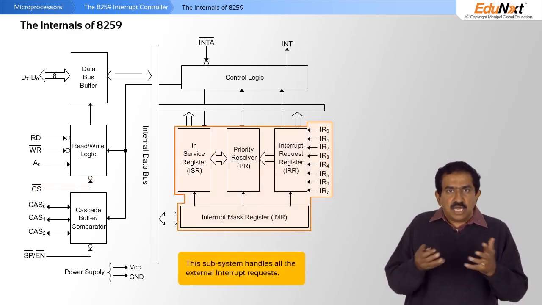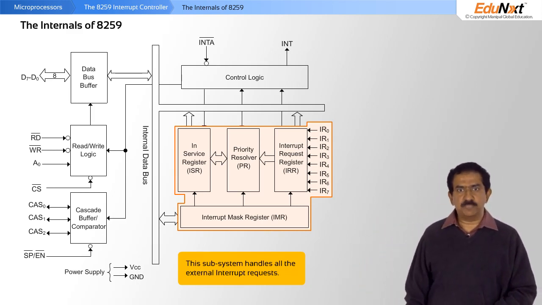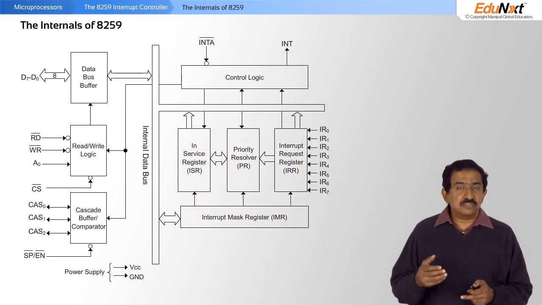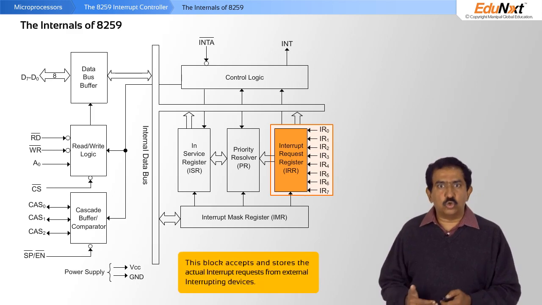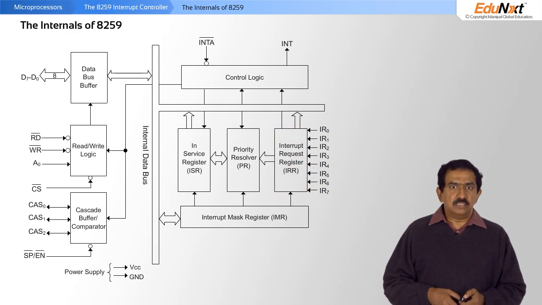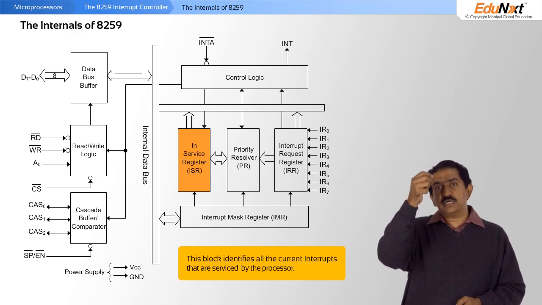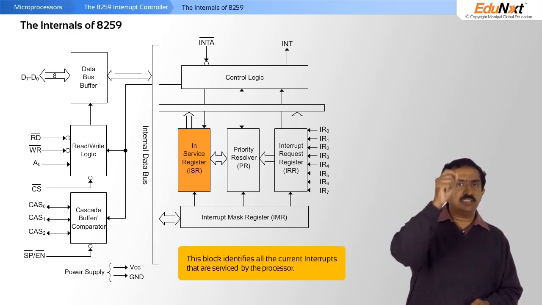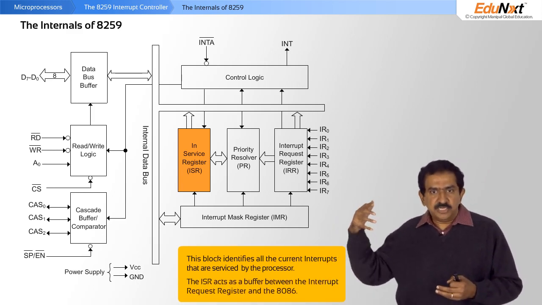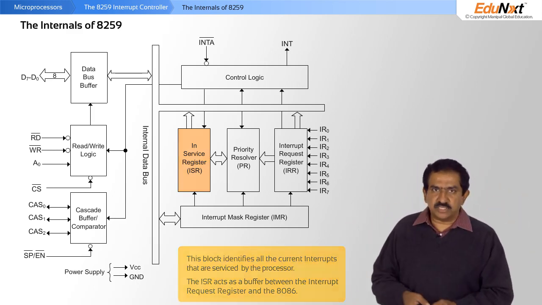This part is the heart of the 8259. It controls the interrupting systems from the external world. So the 8 external interrupt lines come into this block. Inside the 8259 you can actually store the interrupt requests that come from external interrupting devices. This particular block, which is called the in-service register, ISR, tells the 8259 what interrupts are currently being serviced by the processor. So it's kind of a buffer between the interrupt request register and the 8086, mapping the two together.